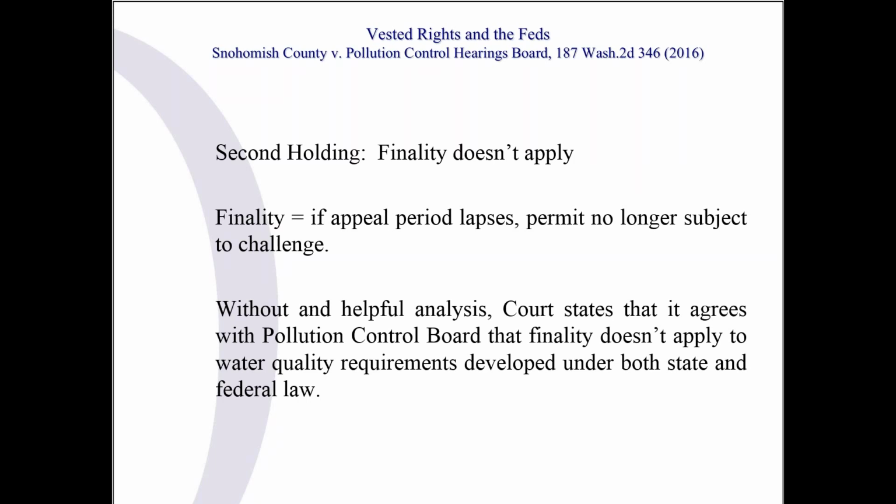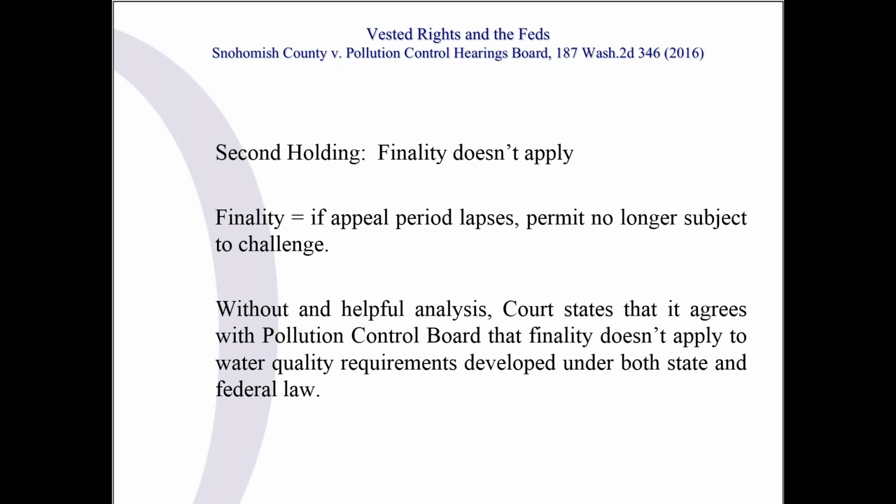A second holding, and this was done really fast in the case without any analysis, is they said finality doesn't apply. Snohomish County raised this argument because they were trying to argue that the vested rights doctrine did apply. They said, well, what about the fact that you've got all these building permits and things issued where stormwater systems have been approved or whatever? How can you revisit those? The 21-day appeal period is over. I mean, it's set in stone at this point. And the court said, without saying much, no, the Pollution Control Board never gave any credence to the finality doctrine as it applies to stormwater regulations, so we're not going to either.